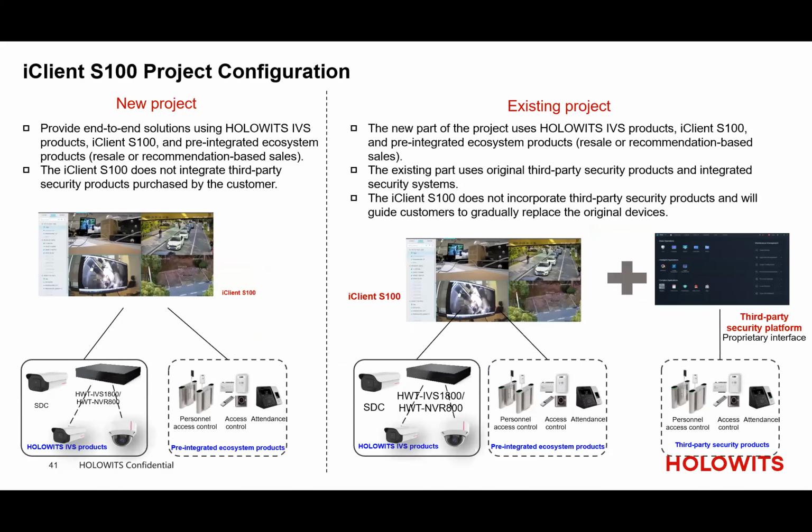Okay, and this is the iClient S100 project configuration. The new project and existing project. We will use the original third-party security products and integrated security system in the existing part, and we will guide customers to gradually replace the original devices.